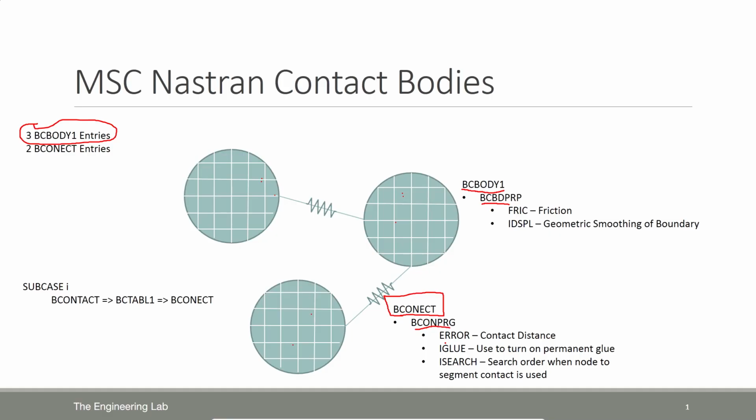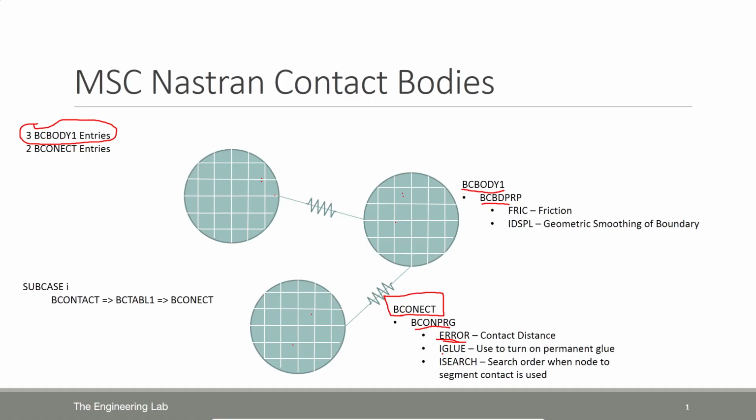Here you could define different things like the contact distance or the error. This error value is very important. This is going to define a contact tolerance, a distance tolerance. It basically determines the distance at which the contact pairs are deemed in contact. When two contact bodies are within a certain distance, if it's within the error distance, it's deemed as contact. If the contact bodies are outside of that distance, then no contact is detected.